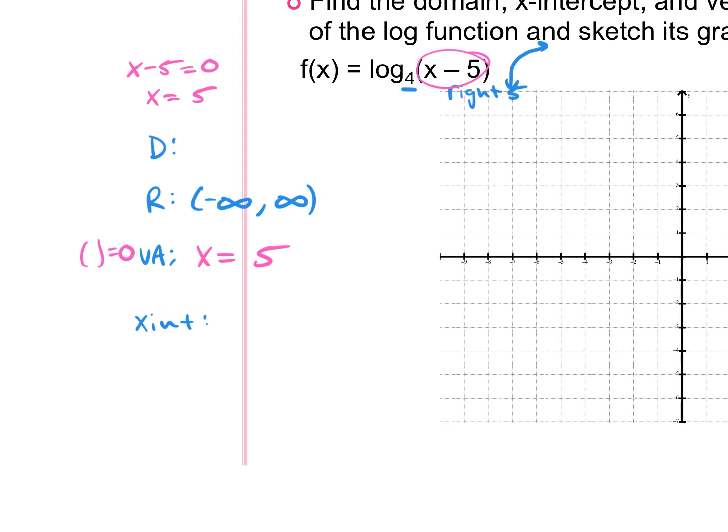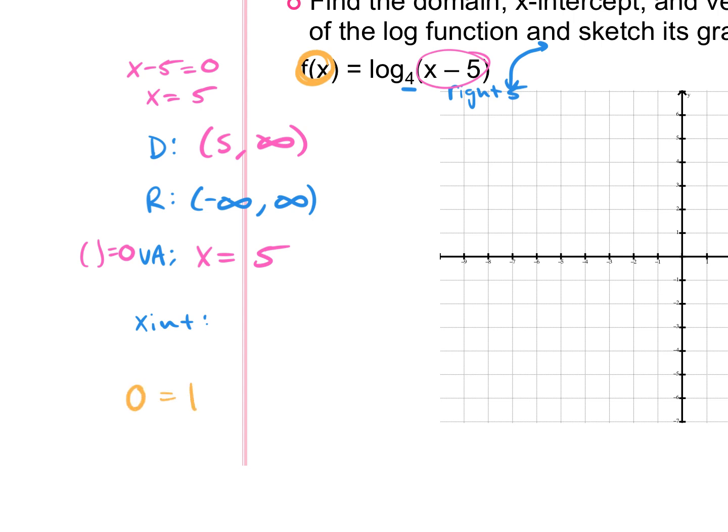What would our domain be? 5 comma infinity. Awesome, from 5 to infinity. We didn't have any other transformations happening. Our graph's going to start at 5 and go to infinity. And how do we find our x-intercept? Change the f of x to 0. Awesome, we make f of x 0.